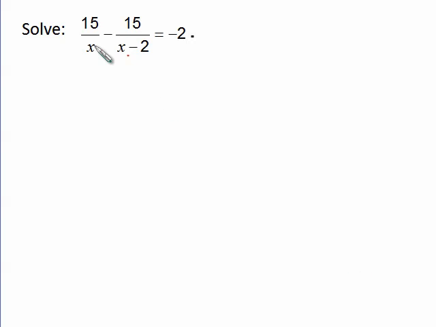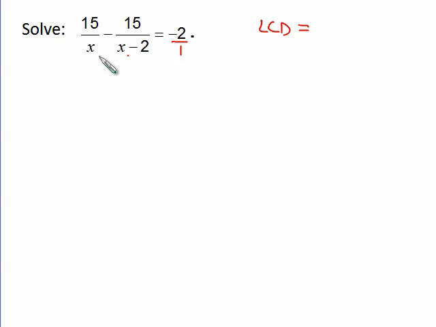Solve 15 over x minus 15 over x minus 2 equals negative 2. To solve this rational equation, I must bring the variables which are in the denominator up into the numerator. And the way to do that is, first of all, to find the least common denominator.